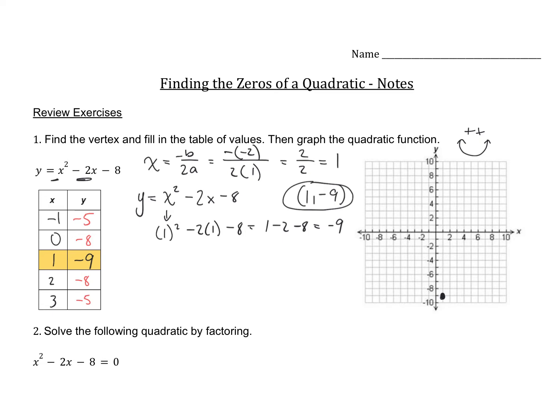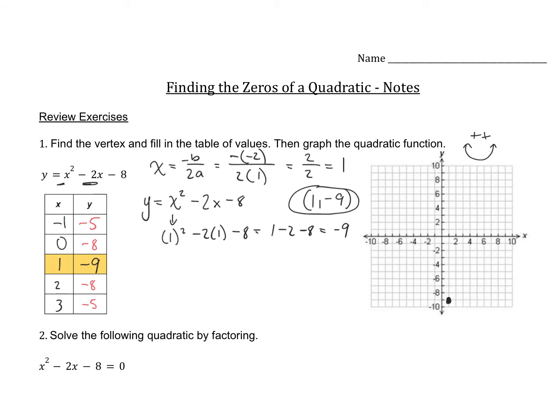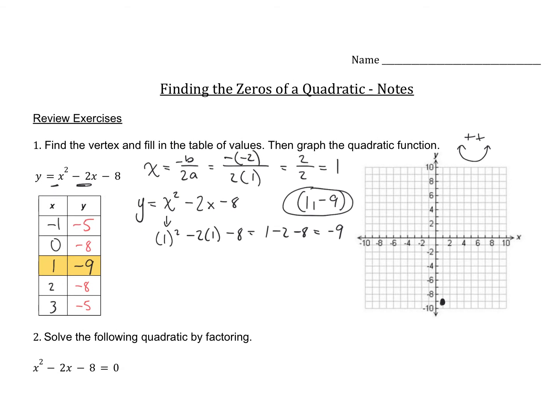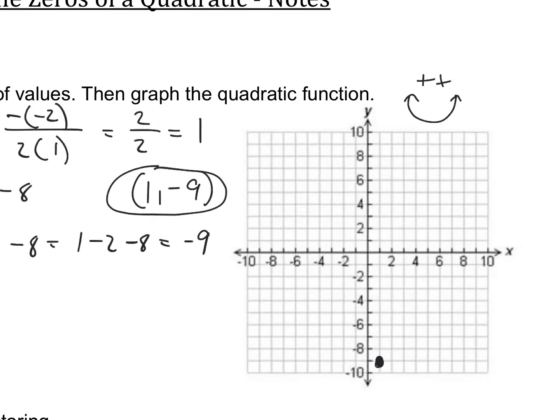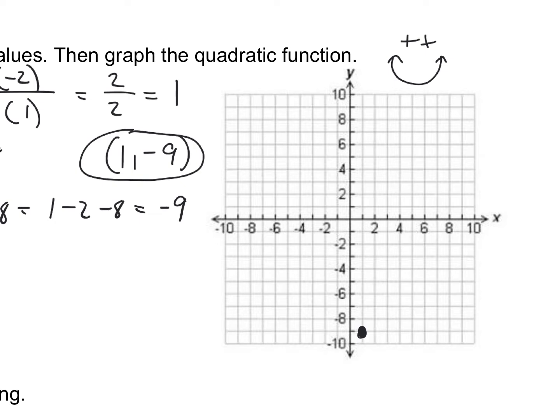So hopefully you took some time to actually pause the video and try to fill out this table on your own. Remember, when we fill out the table, we're just plugging in each value for x and solving for y. And so now that I have this table filled in, I'm going to go ahead and graph each of these points. So negative 1, negative 5. I'm going to zoom into the graph here so I can see that better. Negative 1, negative 5 is going to be right around here.